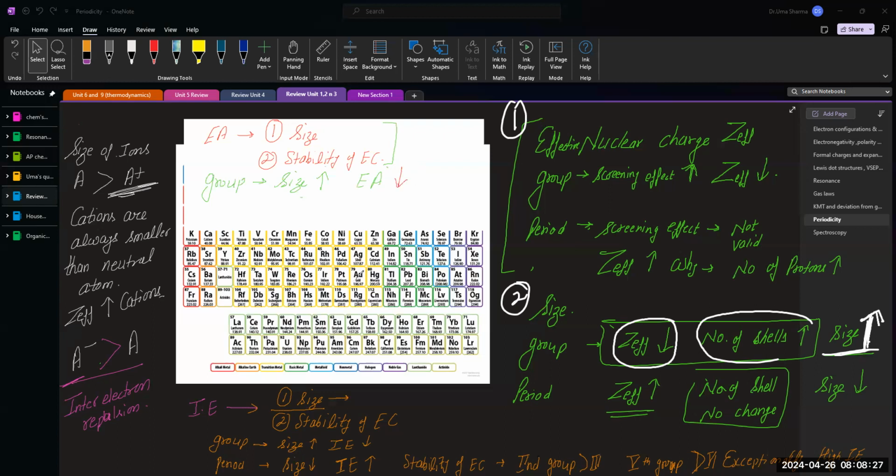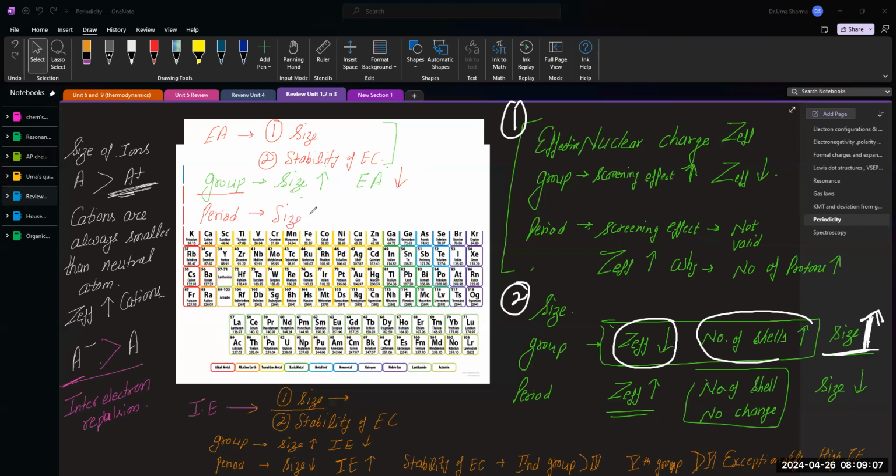Ionization energy and electron affinity, they have the same style. Down the group, ionization energy decreases. Down the group, electron affinity decreases. Across the period, ionization energy increases with exceptional jumps. Across the period, electron affinity also increases with exceptional drops, right? So in the group only size is the factor, but in the period, stability of electron configuration and size, both of them are going to control it.